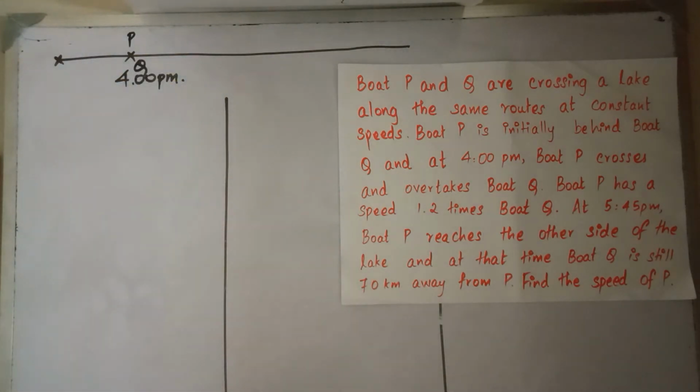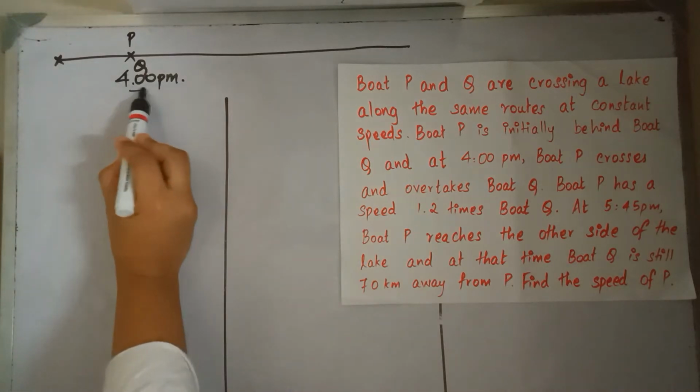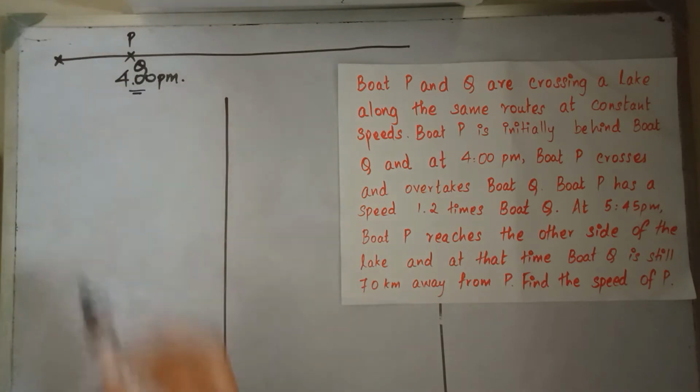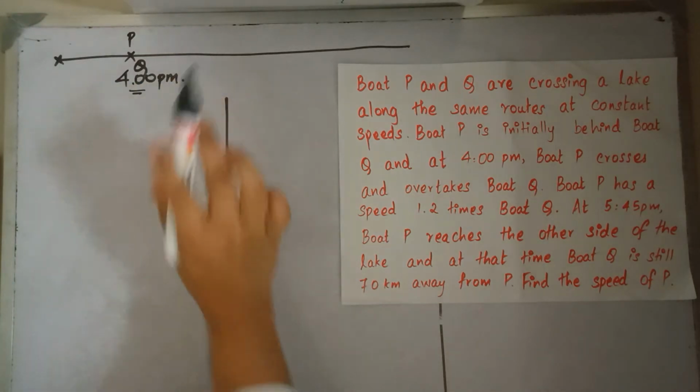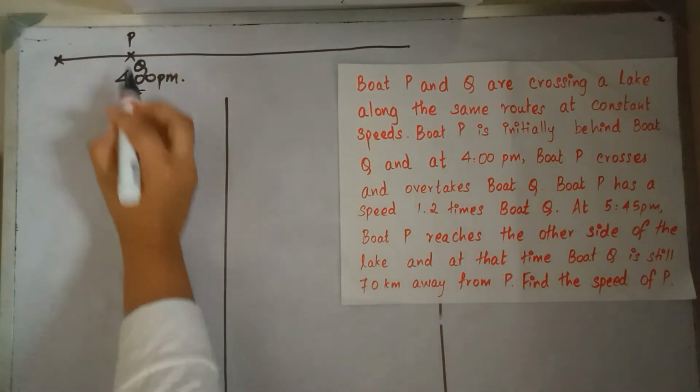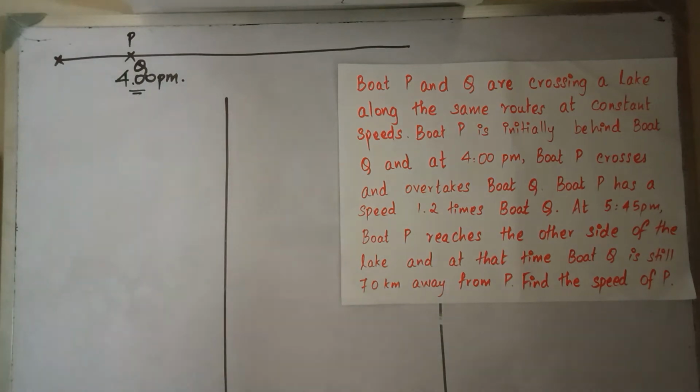Now the question states that both of the boats cross each other. So what does that actually mean? It means that at this particular time, P and Q are at the same spot. If they're crossing, then they have to be at the same spot, and then one of them has to leave faster, right? So at 4 p.m., P and Q are at the same spot. Afterwards, P has a speed greater than Q, and at 5:45, P reaches the other side of the lake.